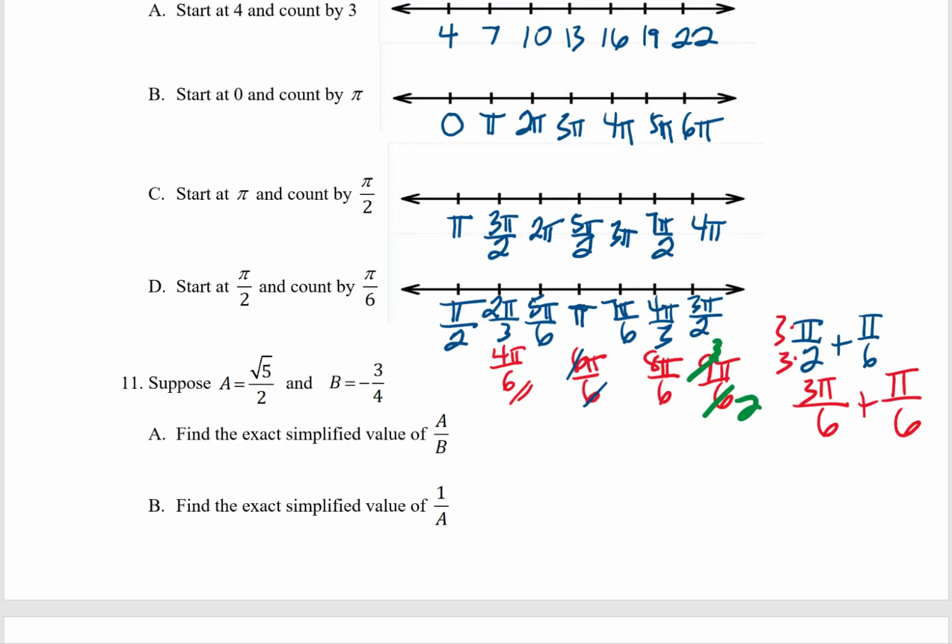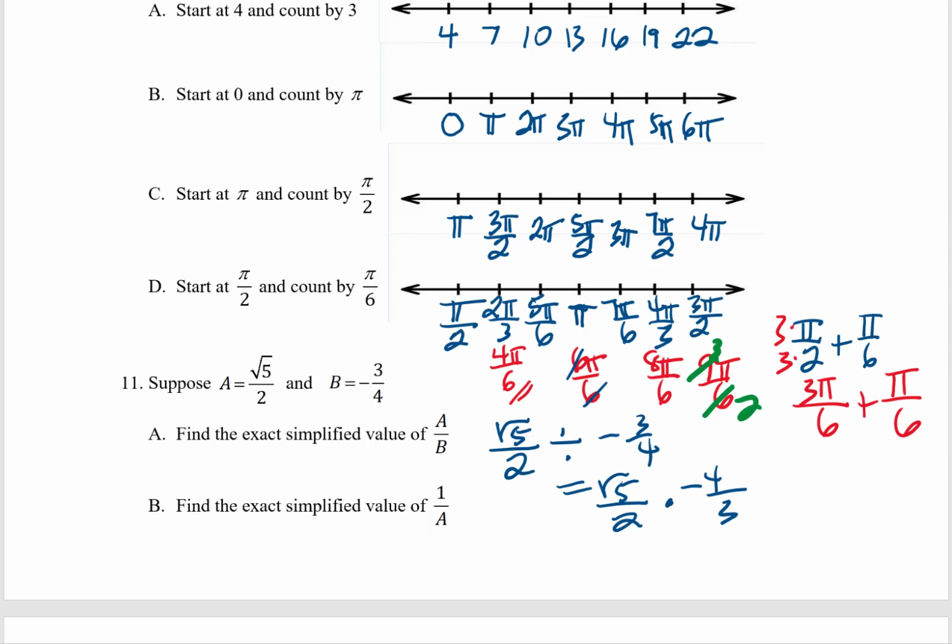Problem number 11 gives me some quick calculations to work out. I have values for A and B. Part A, I want to find A divided by B. That's probably the best way to even read it and write it, is just to use the little division symbol. It's the A divided by the B, which is going to remind me that, oh yeah, I can't do division of fractions. I have to change this to multiply by the reciprocal. So instead of -3/4, I'll multiply by -4/3.